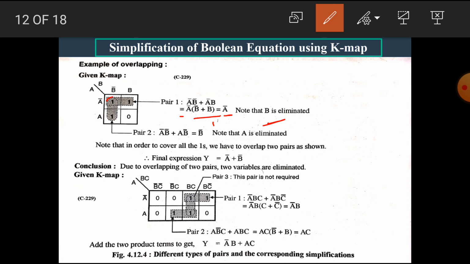Here we get the second pair. For this pair the equation of this one is a bar b bar, and the equation of this one is a b bar. Hence we get here b bar. The a is eliminated. Let's see once again.